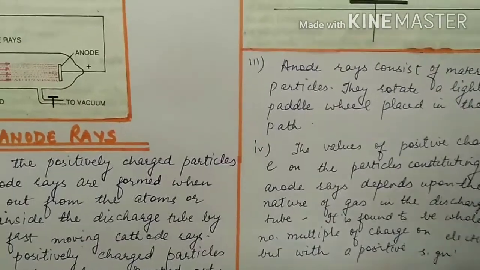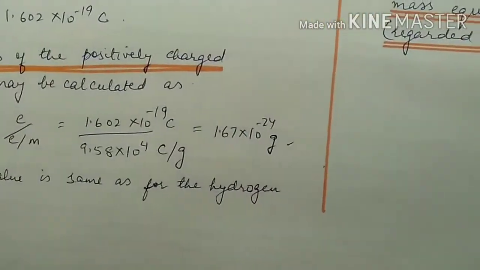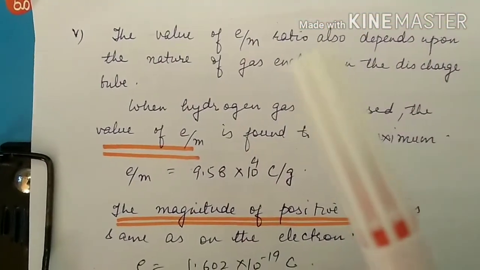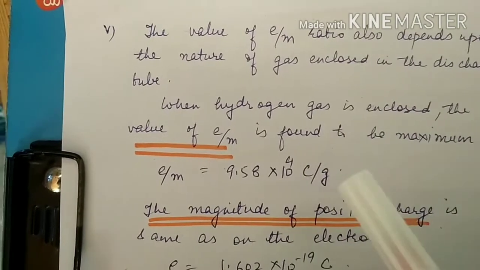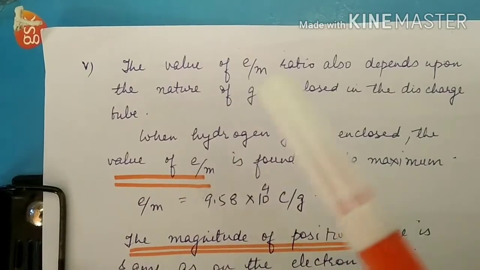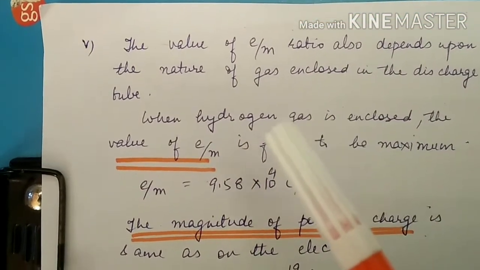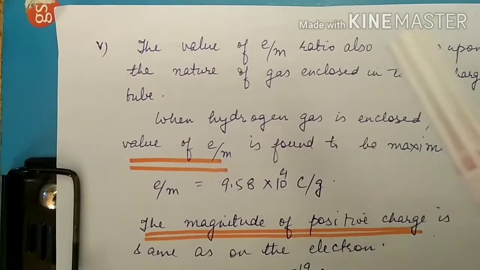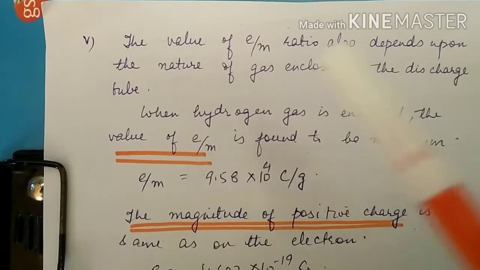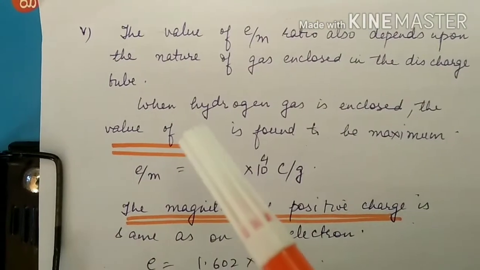Electrons had a charge equal to 1.602, but with a negative sign. These particles have a charge equal to 1.602 or its multiple, but the sign is positive. Then the value of e/m ratio for these positively charged particles was also calculated using the same Thomson's experiment, but this value was not constant. It depended upon the nature of the gas enclosed in the discharge tube.